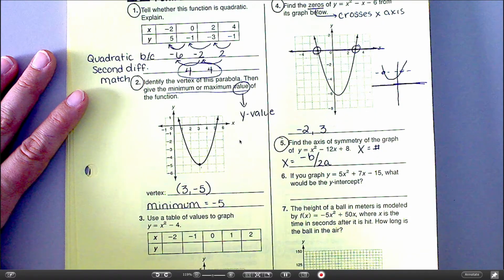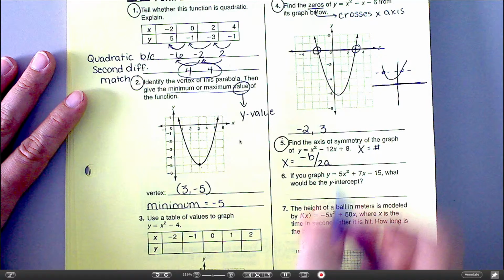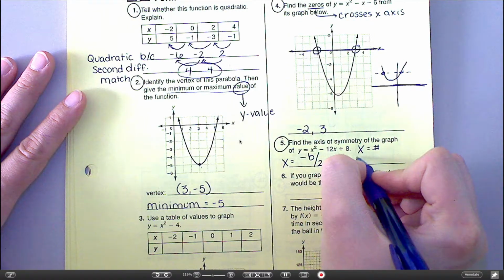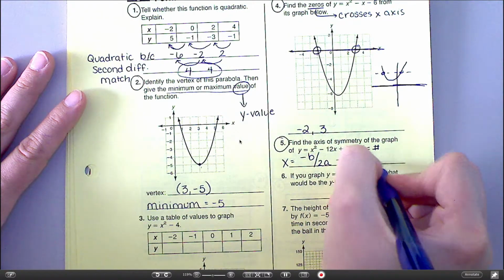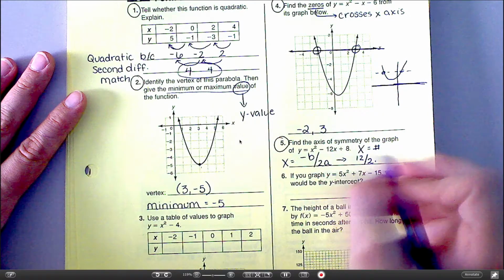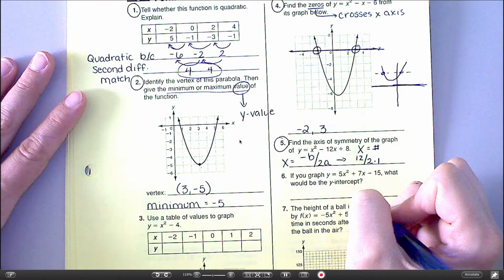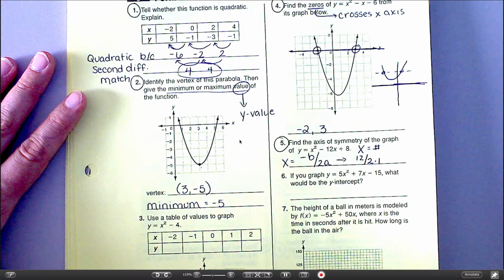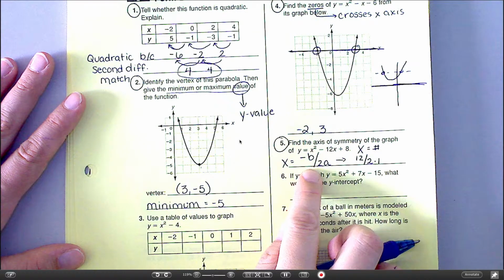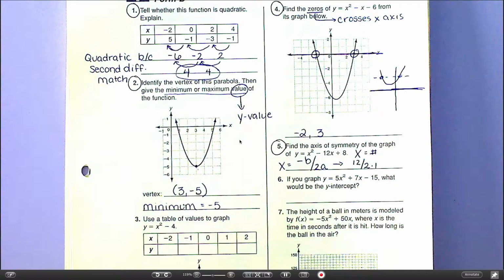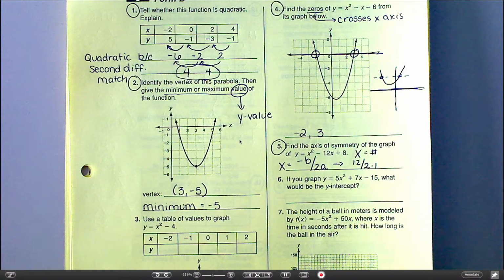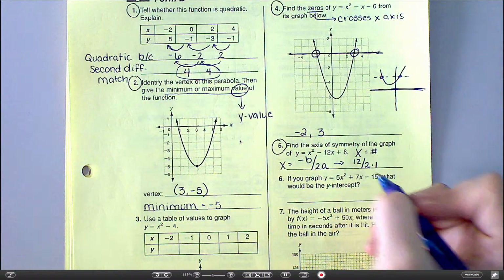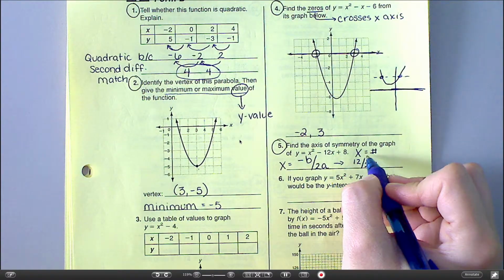What's b? Negative 12. So it'd be positive 12 when we put it in our formula, positive 12 over 2 times what's a? 1. Good. Is this the quadratic formula? This is for the axis of symmetry, but it's similar to the quadratic formula. There's another chunk that goes in for the quadratic formula. So it says 12 divided by 2 times 1.